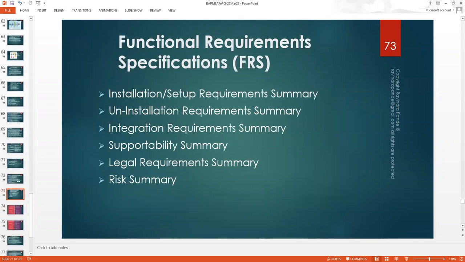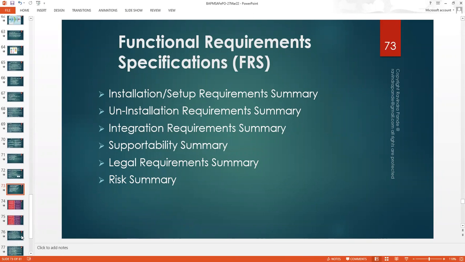Now, FRS also includes technical scenarios like installation and setup requirement summary, uninstallation requirement summary, integration requirement summary, supportability summary, legal requirement summary, risk summary, and so on and so forth. Don't get confused with this. These are nth level details for the FRS, right?